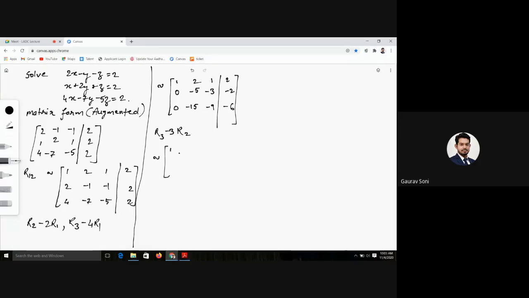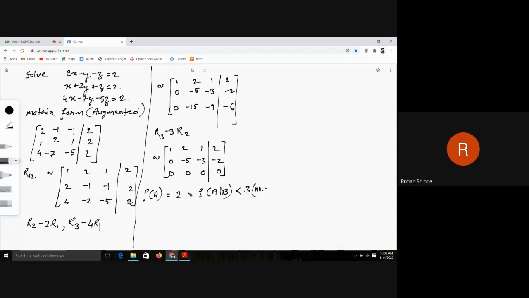So what we get? 1, 2, 1, last one is 2. 0, minus 5, minus 3, minus 2. The last row will turn out to be 0. So the rank of A is equal to 2, which is also equal to the rank of augmented matrix. And our number of variables in this case are 3.